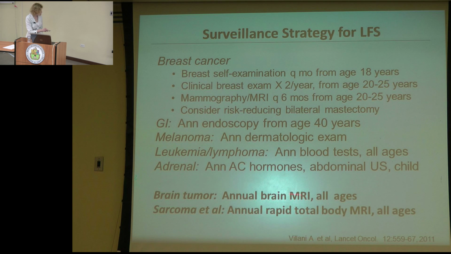So there was a small study done in Canada using these technologies. Annual rapid total body MRI does not yet even have a CPT code where hospitals can bill for it. It's that new. It's been used in some research, it's used to calibrate how good it is, but it hasn't really met the public market yet, the commercial market.